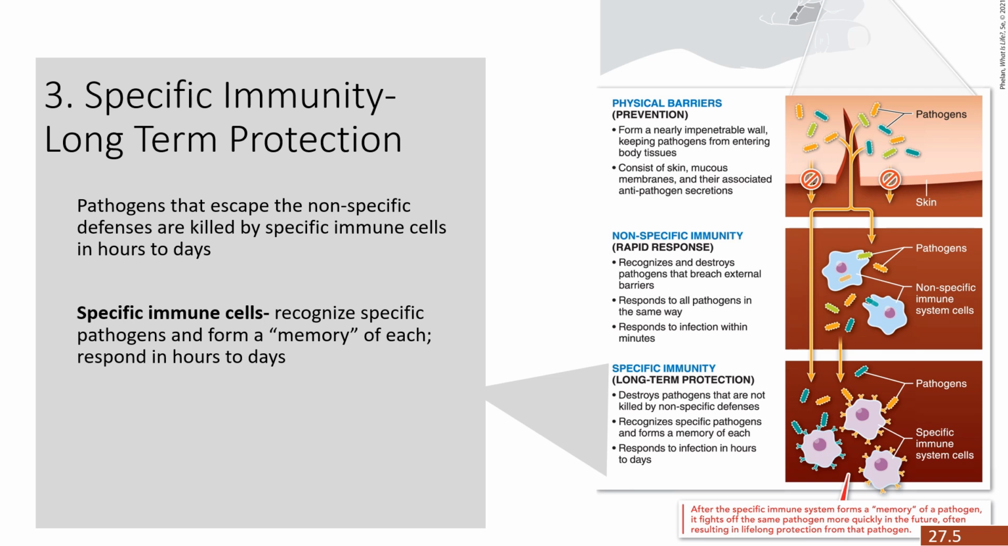Now let's talk about the specific immune response, which gives us long-term protection from certain pathogens. The specific immune cells not only recognize pathogens, but also form a memory of them. However, it responds more slowly than the nonspecific system, responding in hours to days instead of minutes.